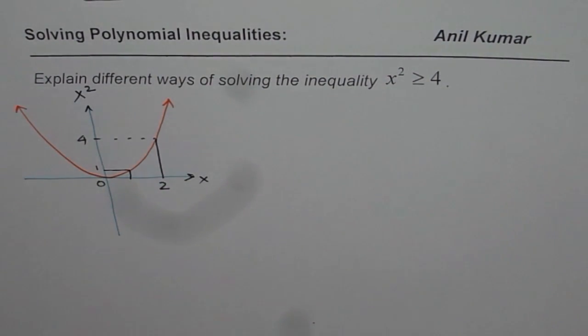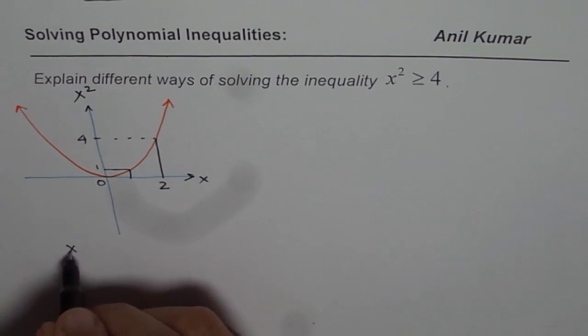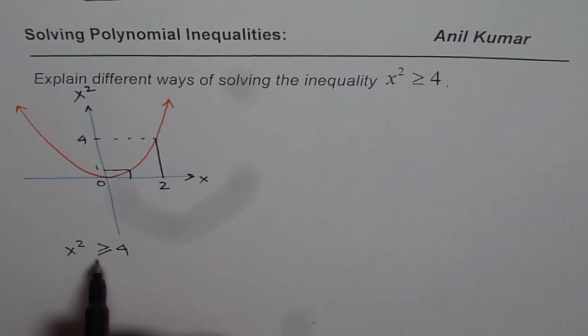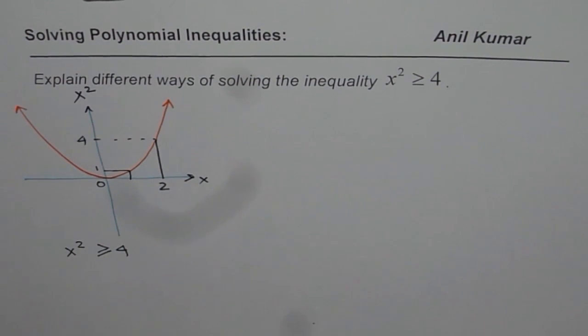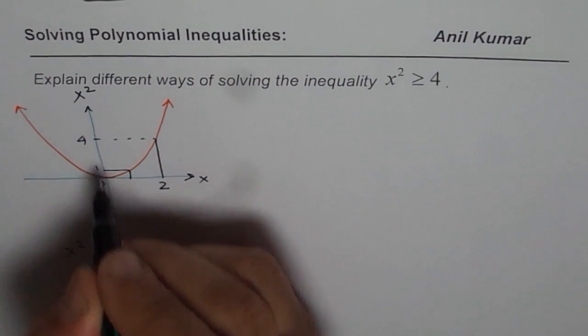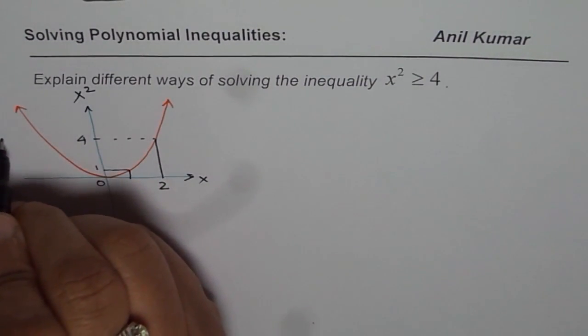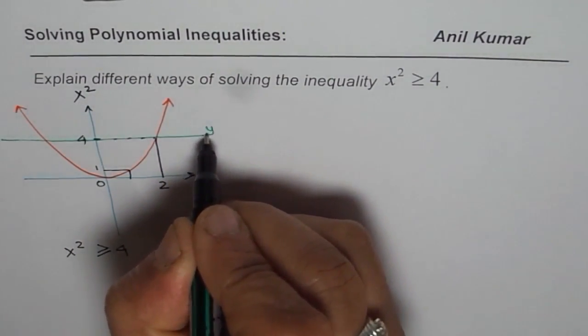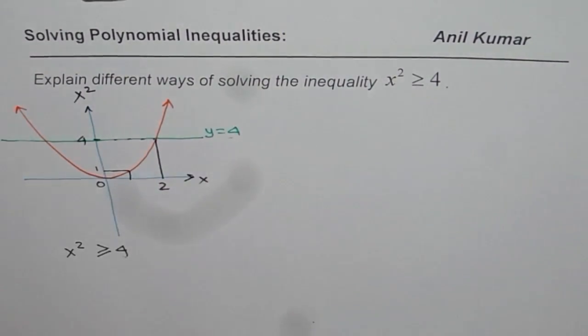We want to solve for x squared greater than or equal to 4, right? So we'll start with the equation first. This inequality has two parts. It is greater than or equal to, so the first part which we look at is equal to. Let us find where x squared is equal to 4. So I'll sketch the other graph, which is a line at 4, that is y equals 4. Is it okay?